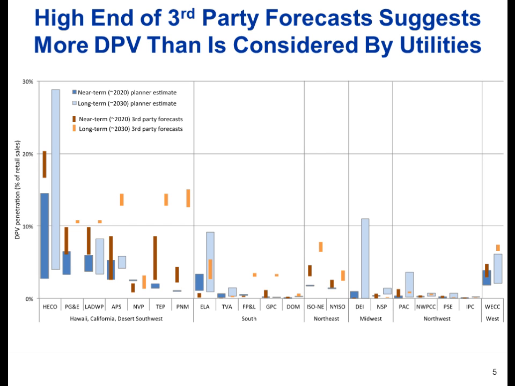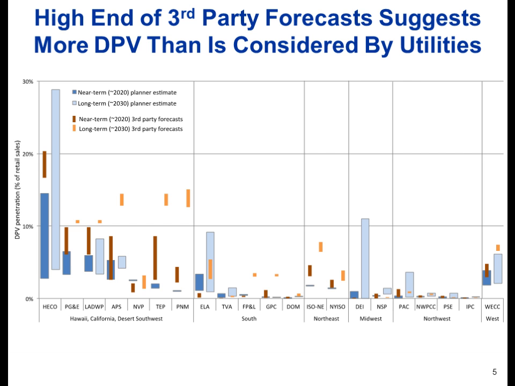A number of utilities, as you can see, only used a single forecast of DPV adoption. Some of these utilities were in regions that have yet to see substantial growth in DPV, and future adoption rates are expected to remain relatively low, for example, the northwest of the United States. But some utilities in areas where DPV penetration is expected to be above the national average also only used a single forecast. For example, Nevada Power, Public Service New Mexico, ISO New England, and NYISO.